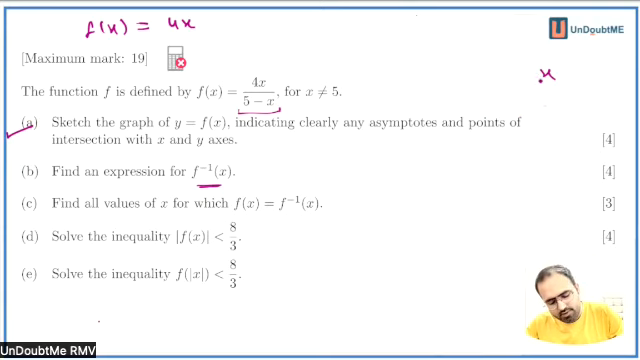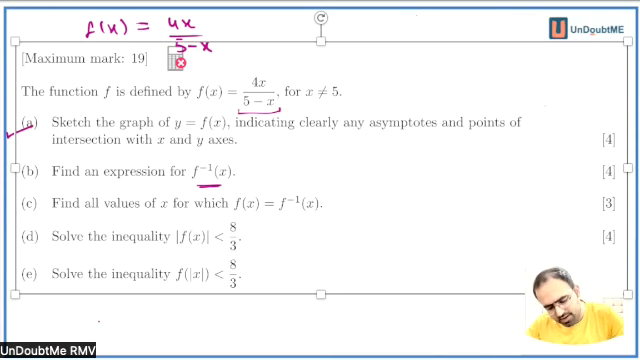Sir, can we do part B as well? Yeah, we'll do it now. We are doing part B only. I'm just writing this function so that I can get rid of the initial part.